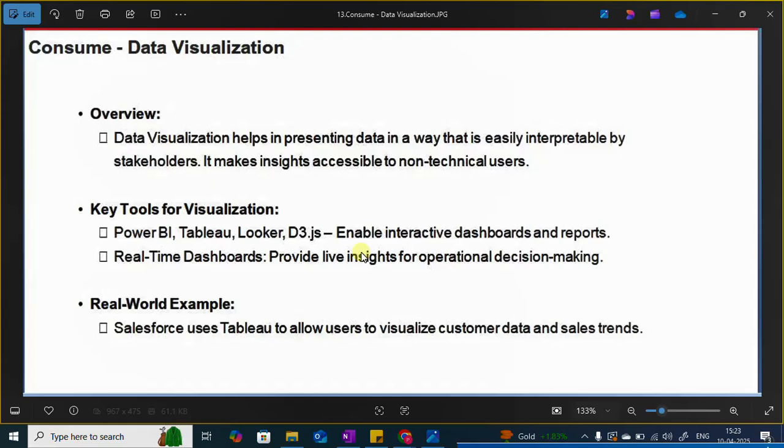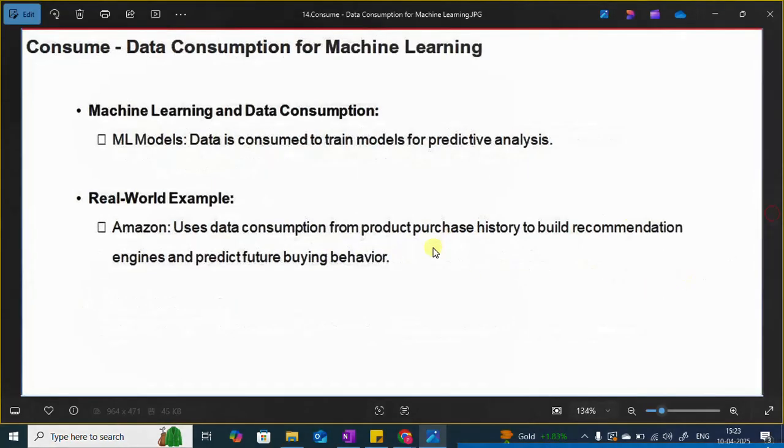Now, a real world example: Salesforce uses Tableau to allow users to visualize customer data and sales trends. Now, data consumption for machine learning. In machine learning, data is consumed to train models for predictive analysis. Real world example: Amazon uses data from product purchase history to build a recommendation engine and predict future buying behavior. That's all about data consumption for machine learning.